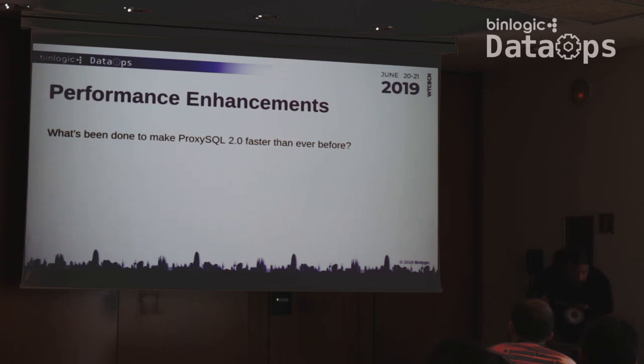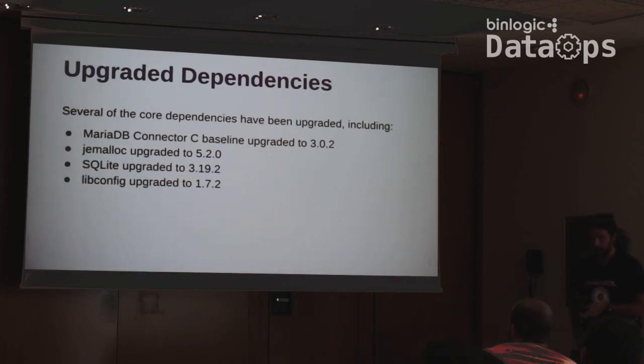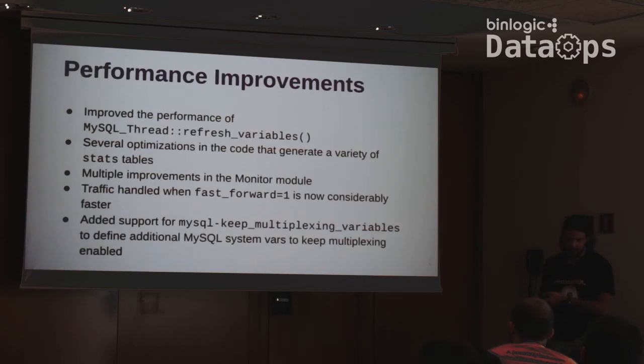Okay, performance improvement. How do I define performance improvement? We upgraded a lot of internal libraries, specifically the MySQL connector. Now it's 3.0.2, before it was 2.3.1. jemalloc was upgraded to 5.2. This created a lot of improvement in terms of memory utilization. SQLite was upgraded to 3.19, and the performance improvement here was considerable, especially in the amount of functions that are available. We needed to reconfigure minor things.